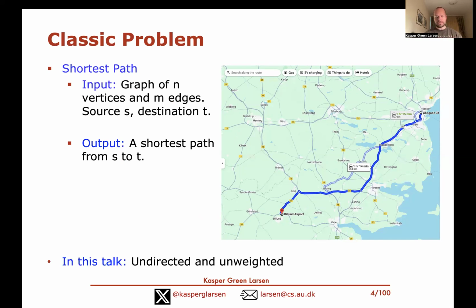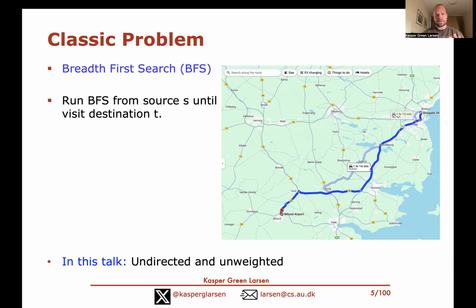In this talk, the graphs that we're going to be working with will be undirected and unweighted graphs. So every edge has unit length and you can traverse the edge in both directions. Of course, I think you all know the classic solution to this problem is to run a breadth-first search, or BFS for short. The idea is you run the breadth-first search from the source, keep growing layer by layer until you visit the destination node, and then you have found a shortest path from the source to the destination.